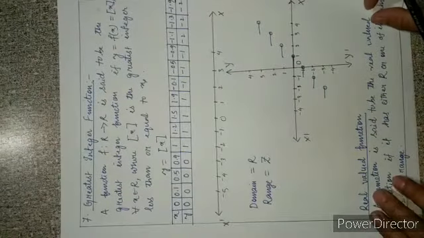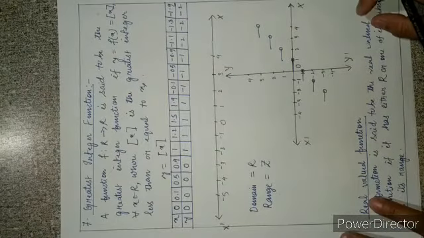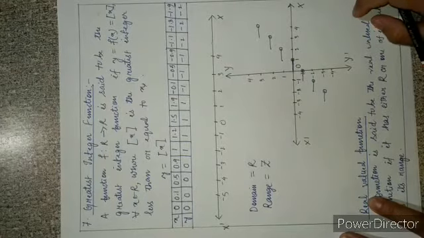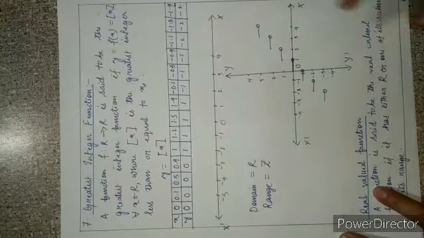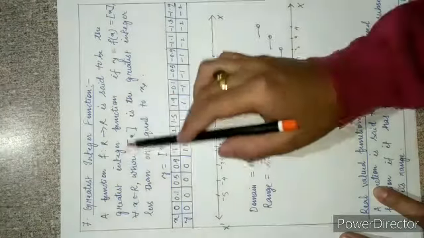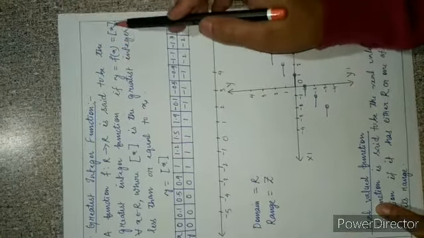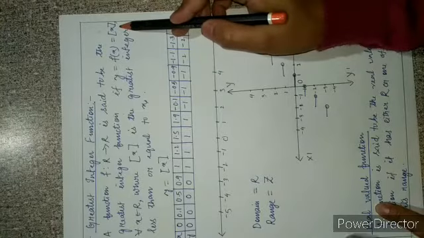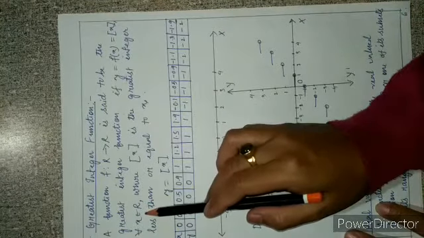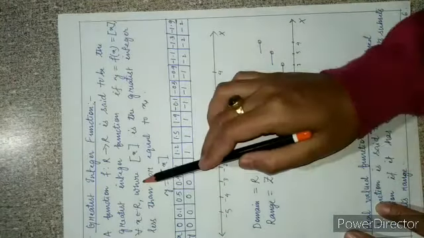Last type is the greatest integer function. A function f defined from R to R is said to be the greatest integer function if y is equal to f(x), or x enclosed within third bracket, where x belongs to R.